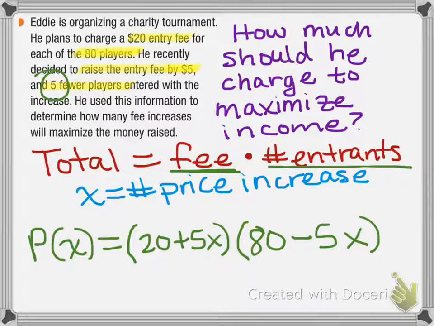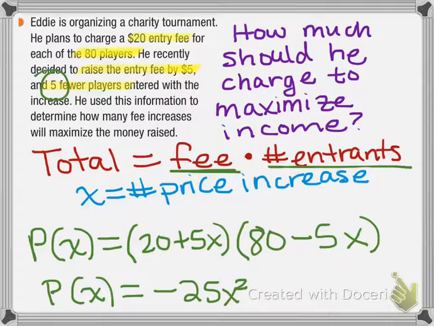So when you multiply this out, you would distribute and multiply it out. I'm not going to show all that work. I think that's something that you can do. You end up with this function: P of x equals negative 25x squared plus 300x plus 1600. Okay, so there's our function. So we have a function, but the question is, how much should he charge to maximize the income?